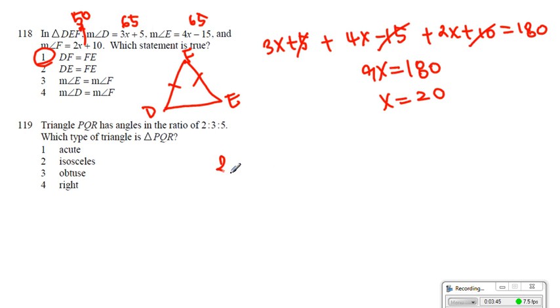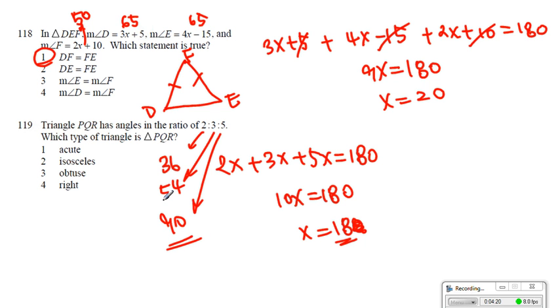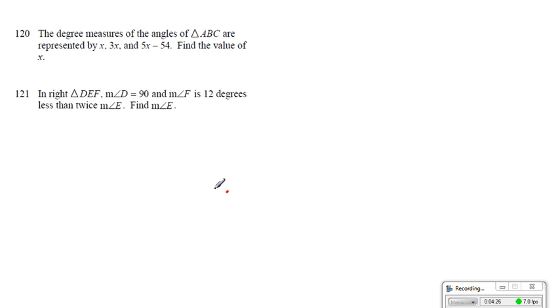All right. Now, we have 2, 3, 5, the ratio. That means what we can do is 2x plus 3x plus 5x has to be equal to 180. Now, here then we get to realize 10x is equal to 180. Therefore, x must be equal to 18. Then when you plug in 18 over here, 2 becomes 36. 3 becomes 54. And 5 becomes 90. That's right. So one of the angles becomes 90. Therefore, it must be a right angle. All right, let's look into the next question.